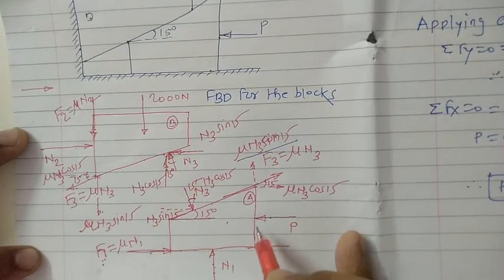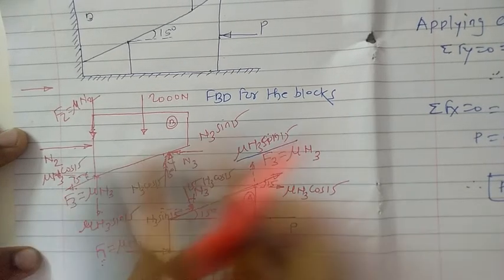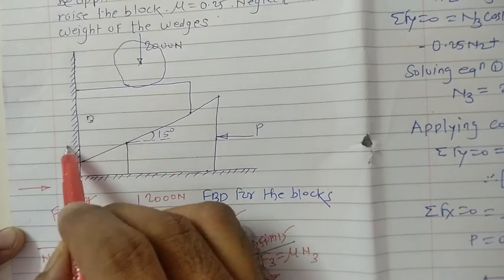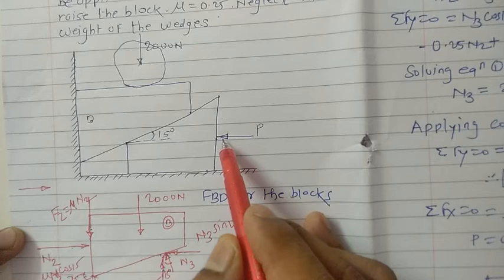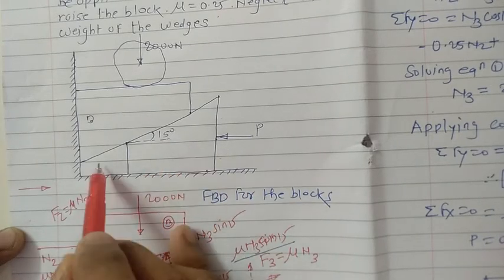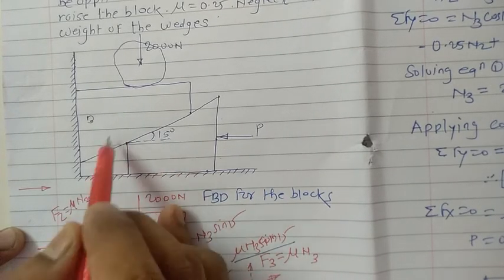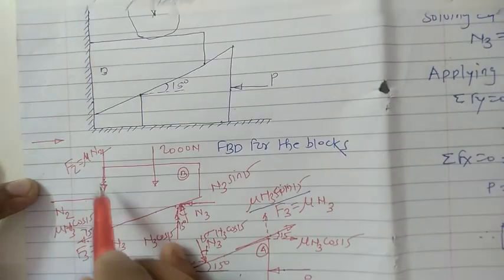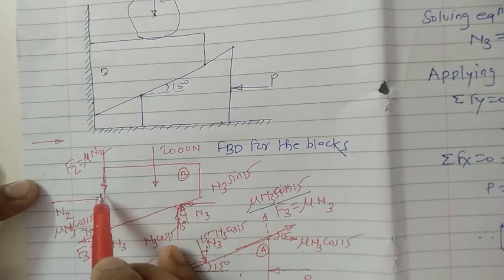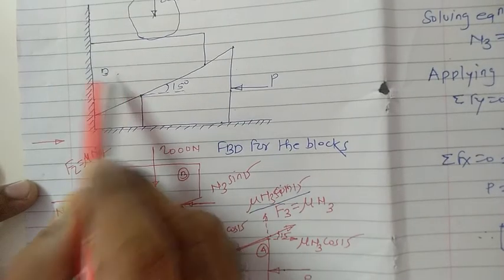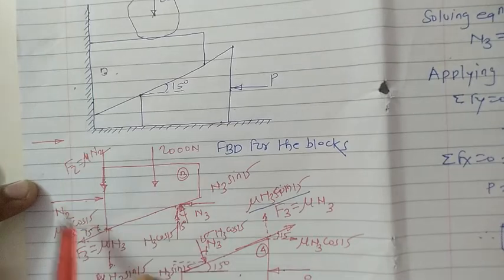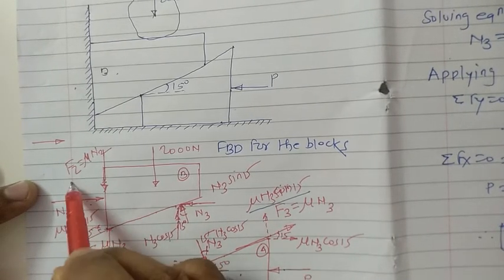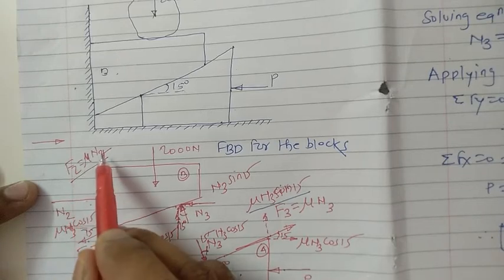If you focus on this block B, the tendency of this block is to move in the upward direction. If this force is applied, the block tends to move in this direction. At the same time, this block will push the other block in the upward direction, which means the frictional force will act in the downward direction. The normal reaction between this vertical surface and this one we have considered as N2. With respect to this reaction, F2 is nothing but mu into N2.